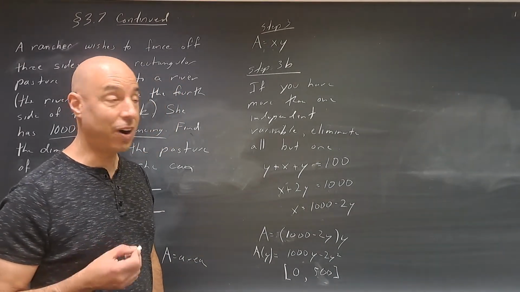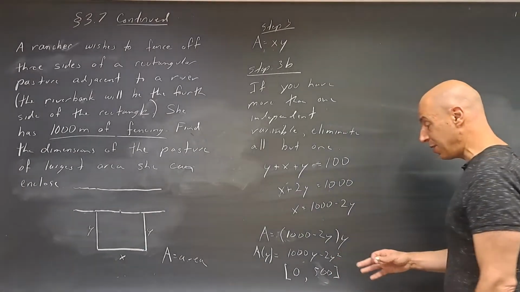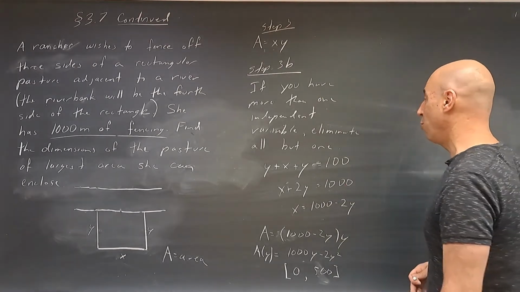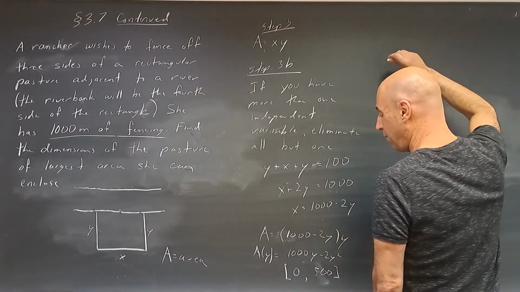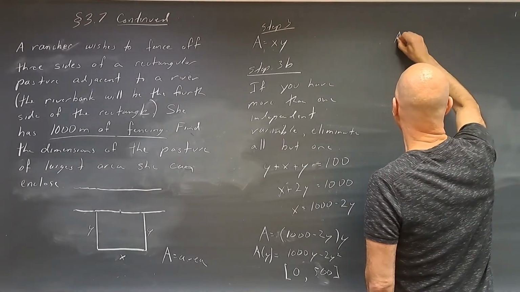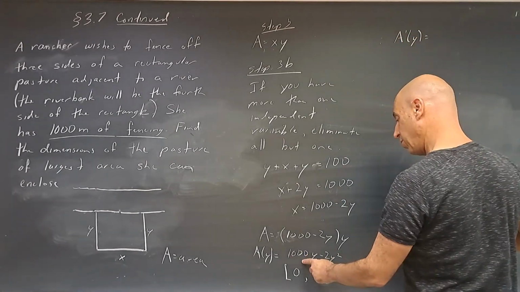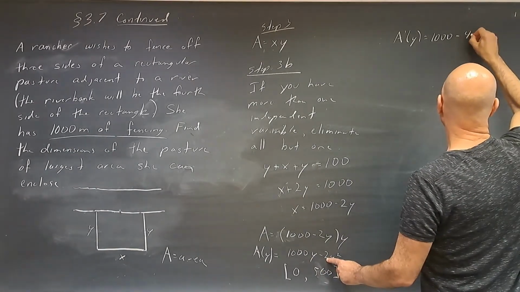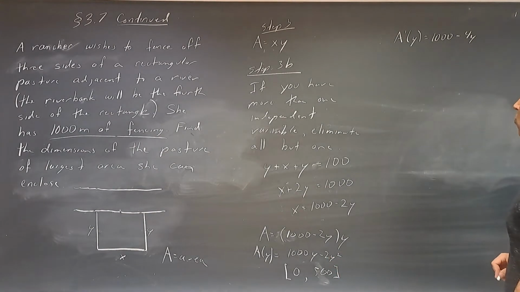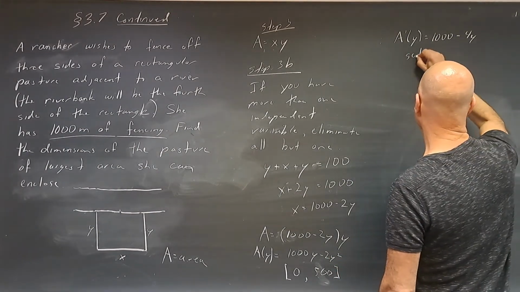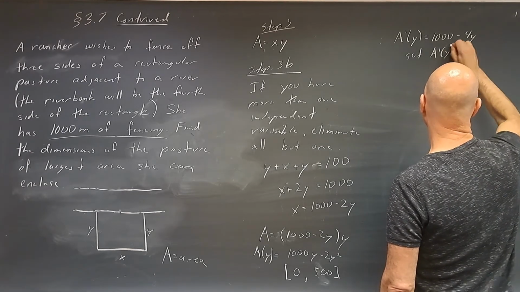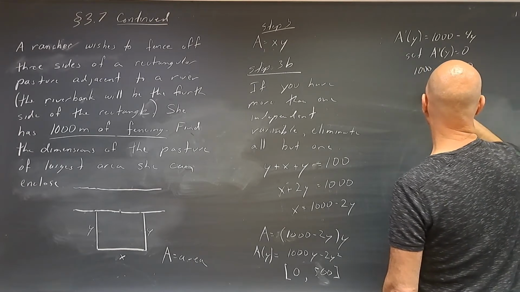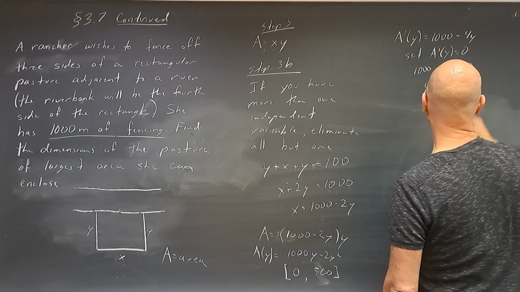Let's go ahead and solve our applied max-min problem. That's what we've been setting up in steps 1 through 4. So step 5 is to solve our applied max-min problem. So let's go ahead and take our derivative. A prime of y equals 1,000 minus 4y. Derivative of 2y squared is 4y. We'll set A prime equal to 0. So 1,000 minus 4y equals 0. y equals 250.